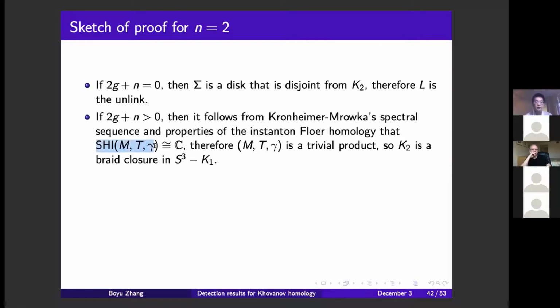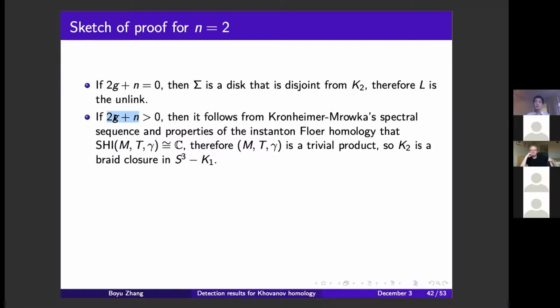But now recall that our sutured instanton Floer homology group for the triple is defined by a subspace of an instanton Floer homology by taking eigenvalues and eigenspaces. Actually, in the definition of sutured instanton Floer homology, the eigenvalue is taken to be 2g plus n, because we took some auxiliary punctures on the surface. So this sutured instanton Floer homology of the triple is given by the eigenspace of eigenvalue 2g plus n. But there's also a symmetry.